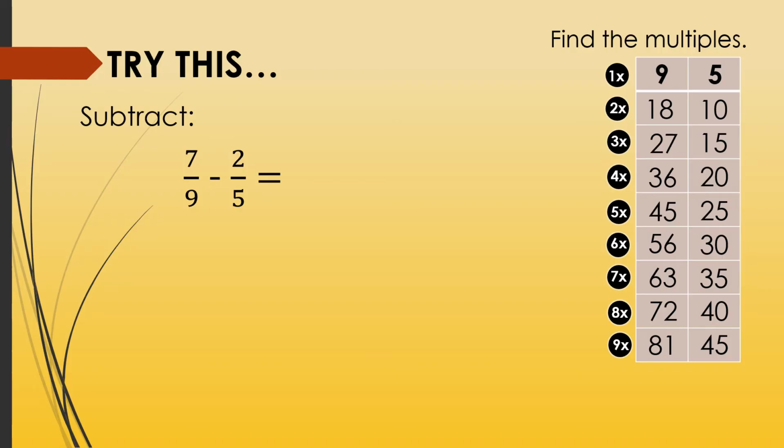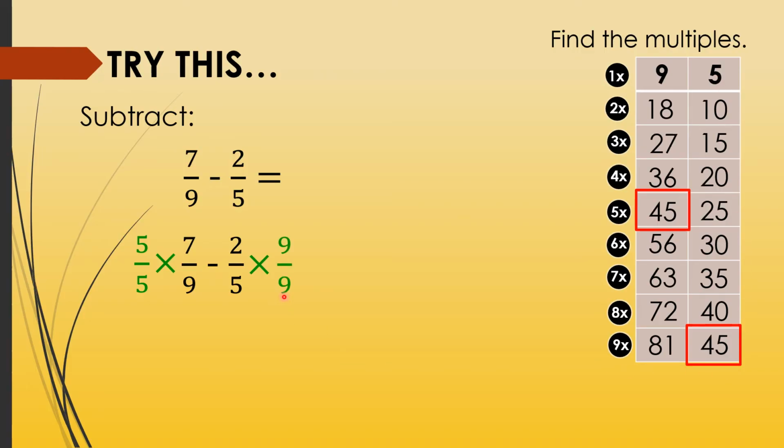Let us check. May nakikita na ba kayong number o multiples na meron sa 9 at meron din sa 5? Okay, iyon yung 45. So, 45 na yung LCD ng 7 over 9 at ng 2 over 5. So, 7 over 9 minus 2 over 5 will be multiplied, pareho. So, saan natin nakuha yung 45? Saang tapat ng 9? So, iyon ay sa tapat ng 5. So, ang ilalagay natin dito is 5. And then, dito naman, ang tapat ng 5, so iyon ay sa 9. So, ang ilalagay na natin dito ay 9 over 9.